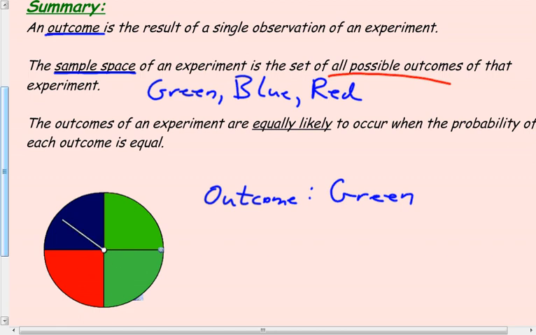So if I spin this again, it may not land on a green. It may land on green. In this case, it does. But let's spin that again. And in this case, yeah, this time it landed on a red. So we have a different outcome. Right? But now we talk about the term equally likely.